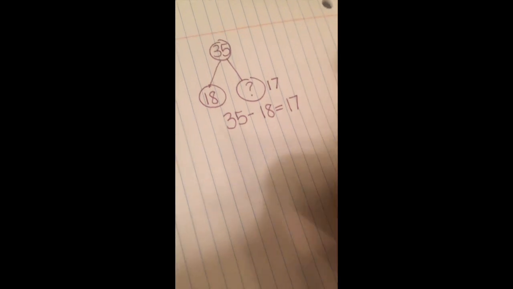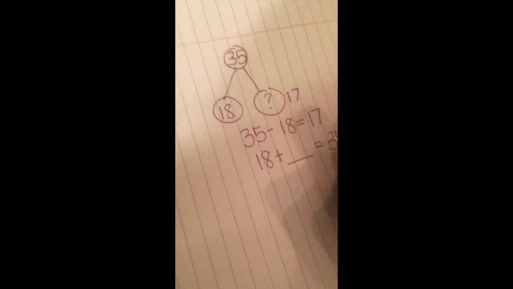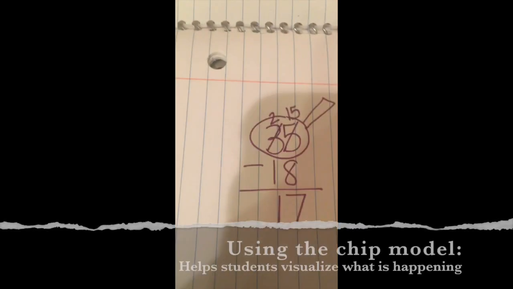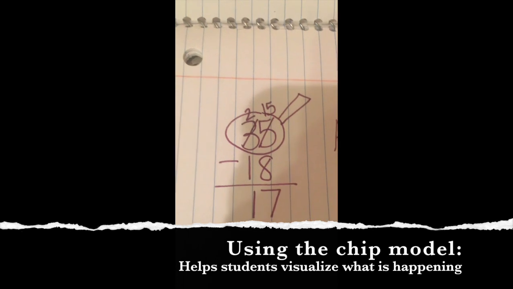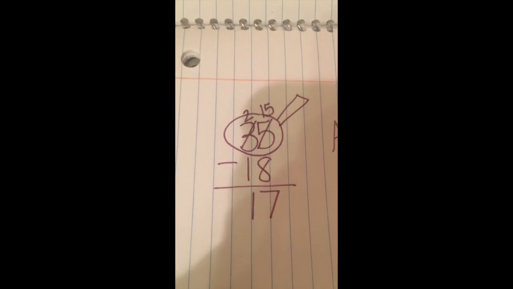We could also say, what does 18 need to get to 35? Our answer would be 17. For some students, the way that we solved this problem is very abstract, and they really need a model to represent what is happening here. So let me show you how we do that in class.